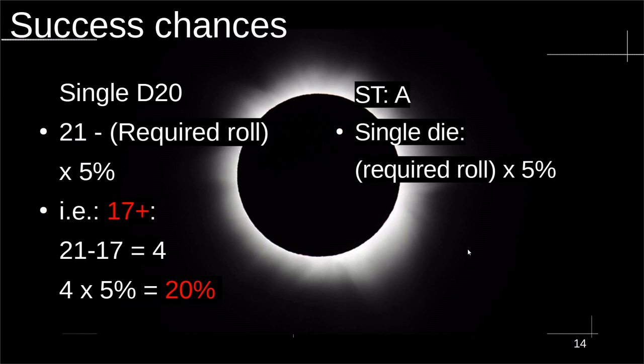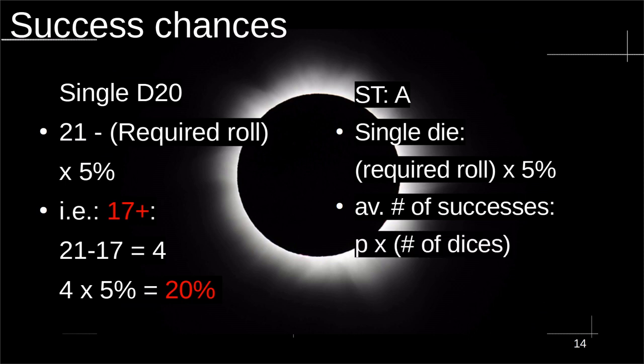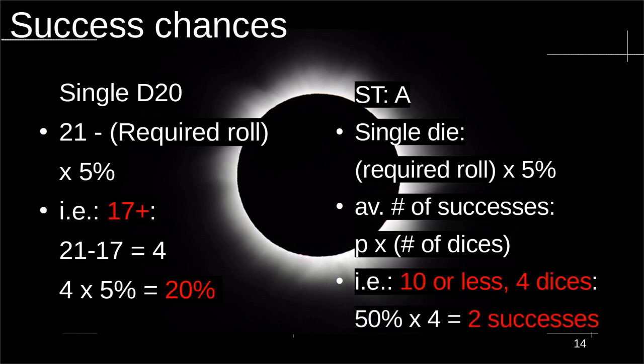Trouble is, we don't roll just one die. If the chance of success for a single die is P, then the average number of successes that we get from one dice pool of whatever number of dice is P times the number of dice. In an example, if I have to roll 10 or less, the target number is 10, and I have 4 dice, then it's 50% times 4 is 2 successes.